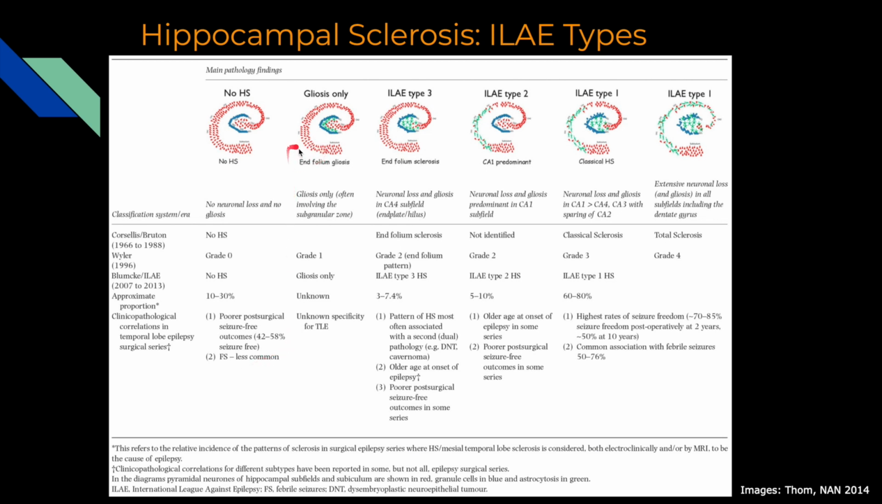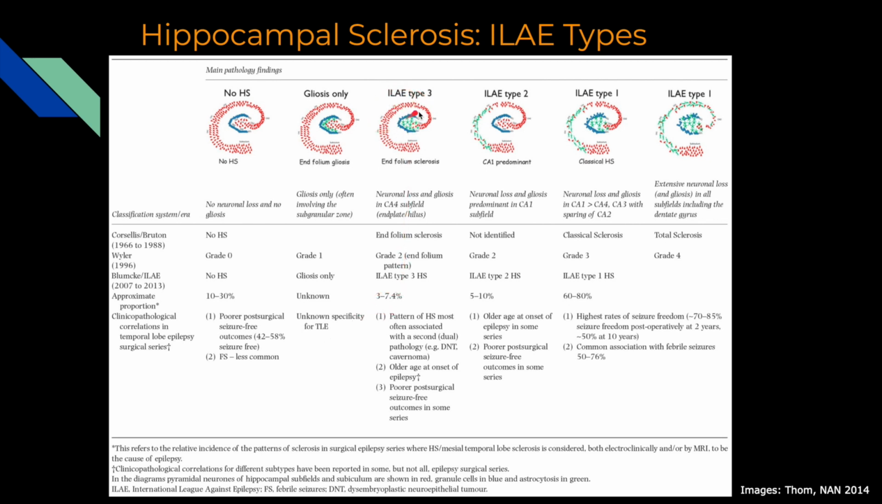So in gliosis only, you have some gliosis here in the subgranular zone. It's unclear how common this is. I've never seen it, to be quite honest. And again, it's unclear if this is even specific for temporal lobe epilepsy. So it may be a non-specific finding, where the patient has another cause of epilepsy that is yet to be revealed.